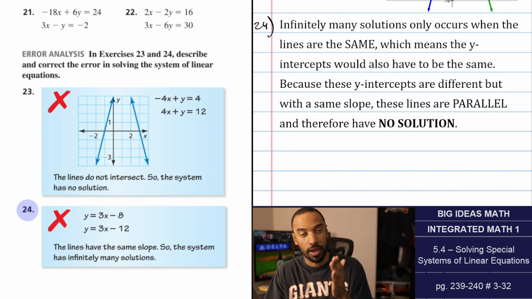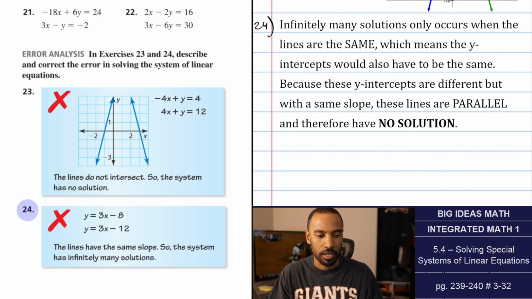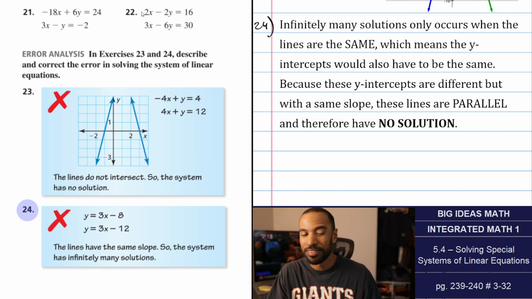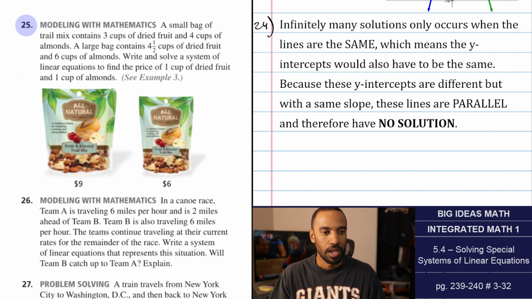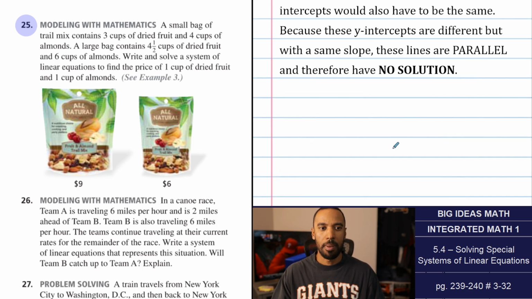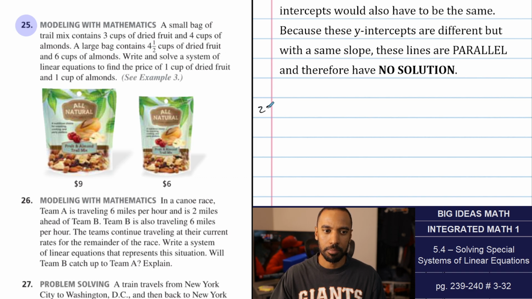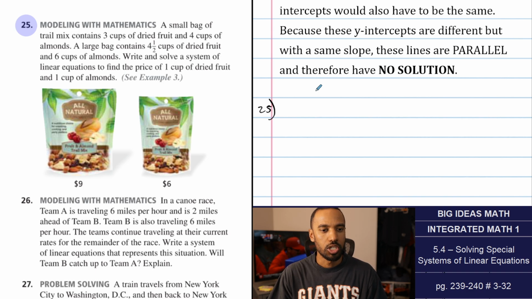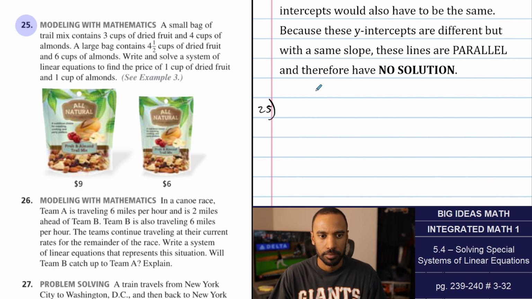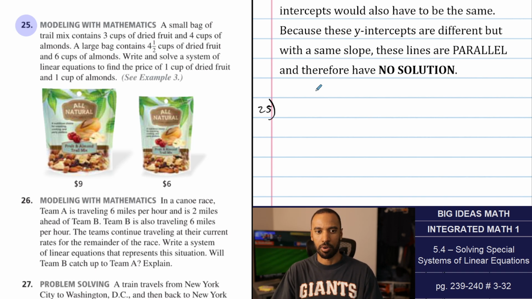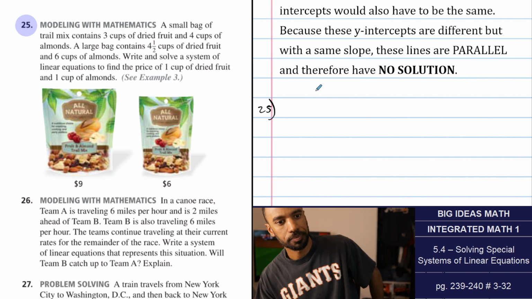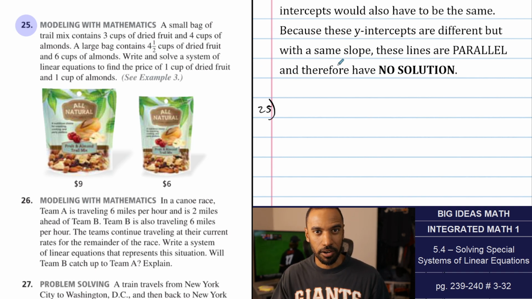So y equals 3x minus 8, y equals 3x minus 8, infinitely many. 3x minus 8, 3x minus 12, no solution. All right, number 25, modeling with mathematics. A small bag of trail mix contains 3 cups of dried fruit and 4 cups of almonds. A large bag contains 4.5 cups of dried fruit and 6 cups of almonds. Write and solve a system of linear equations to find the price of 1 cup of dried fruit and 1 cup of almonds. I guess the bag doesn't count as part of the charge.